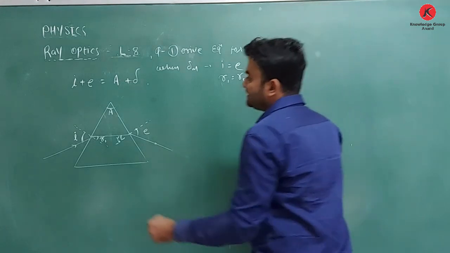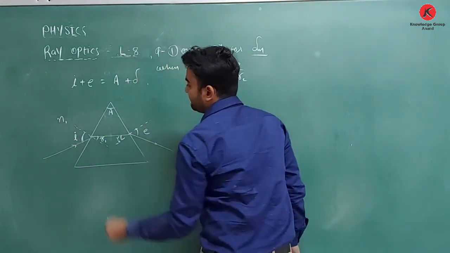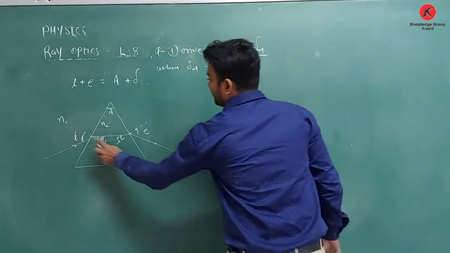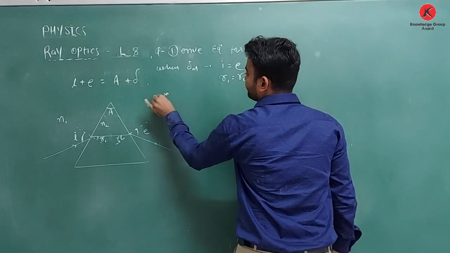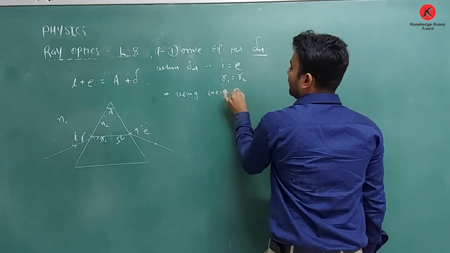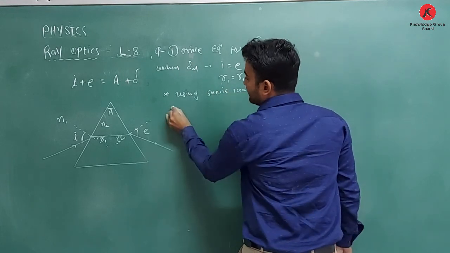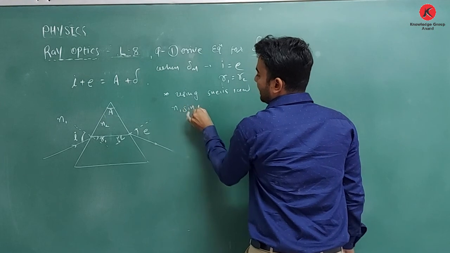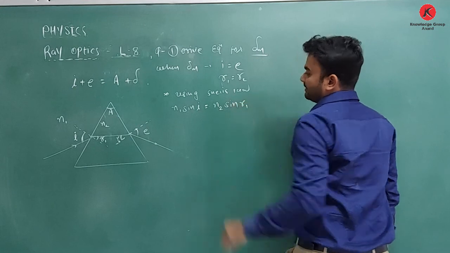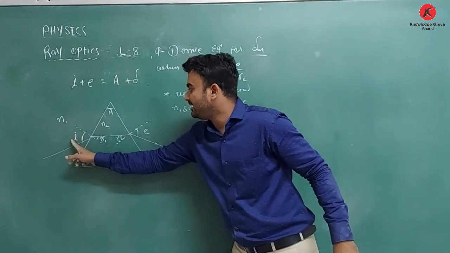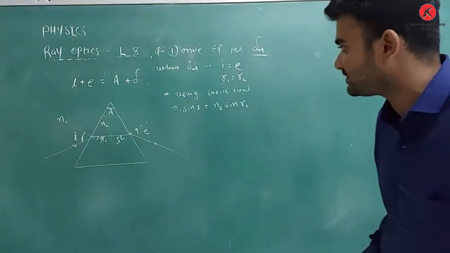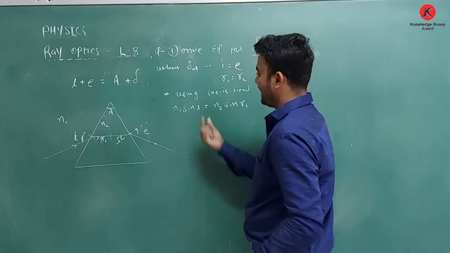Now let me say that this has the refractive index N1 and this has the refractive index N2. So using Snell's law, what can I write? N1 sin I is equal to N2 sin R1. Now what is I?